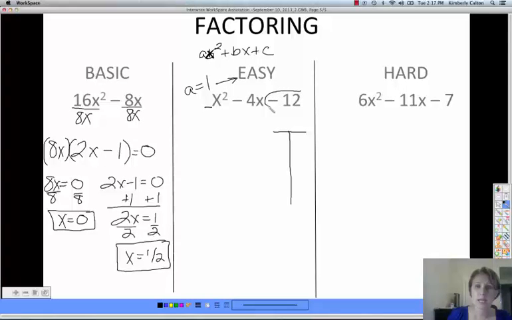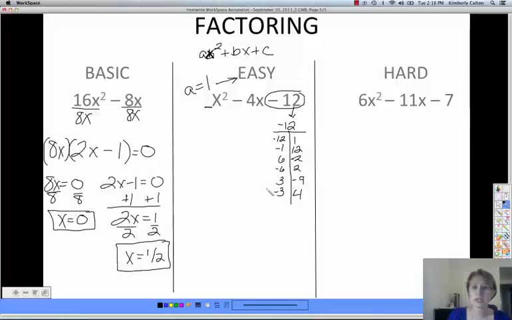We're simply going to take the last number and put it on top of our factor tree, and we're going to find the factors. Factors are two numbers that multiply to give me negative 12. So I can have negative 12 and positive 1, negative 1 and positive 12, 6 and negative 2, negative 6 and positive 2, 3 and negative 4, and negative 3 and positive 4.